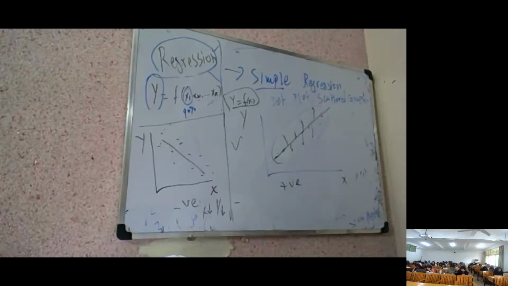Now we have to measure the exact slope. We have the line, so we have to measure the slope and the intercept.